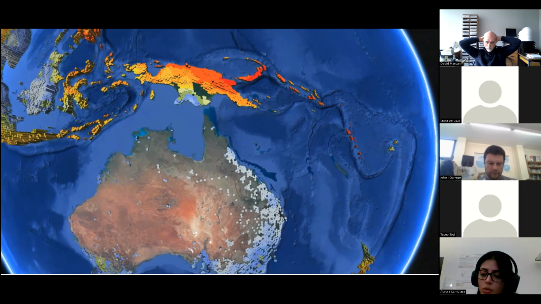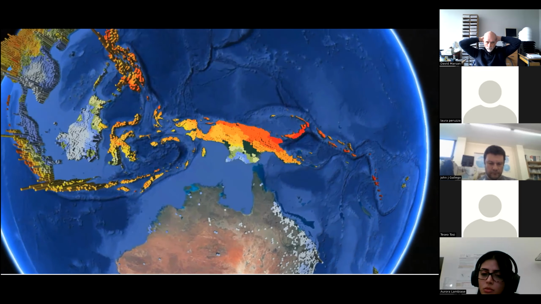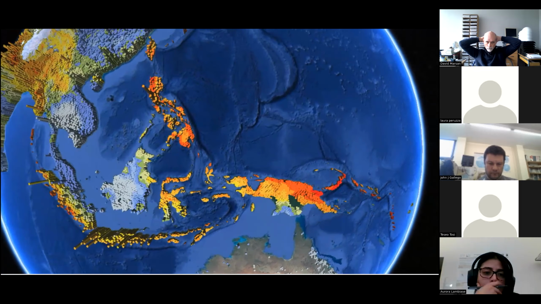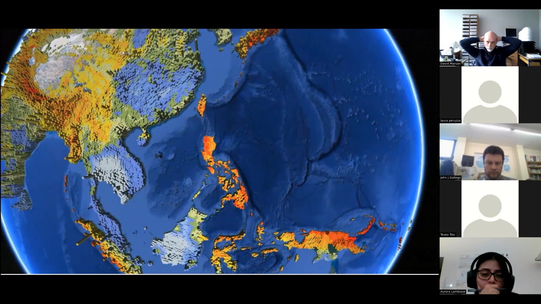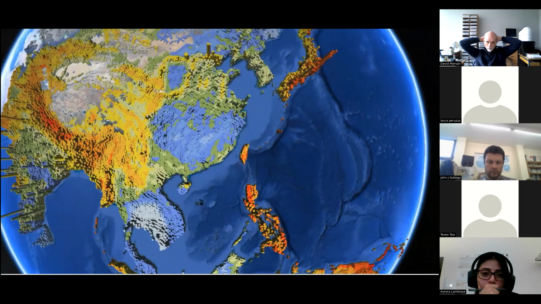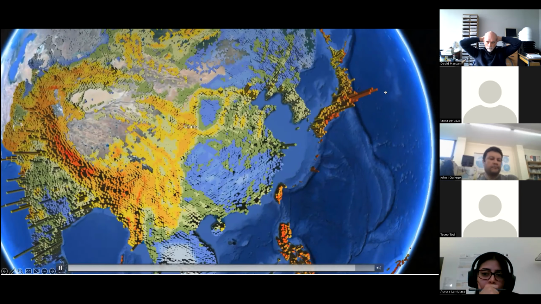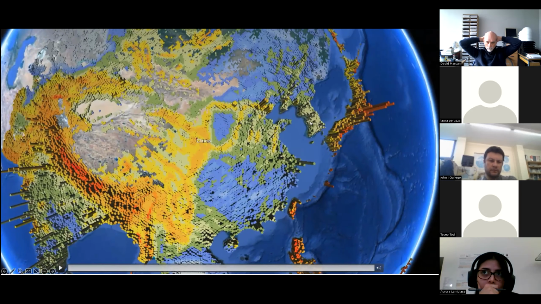We can see over there New Zealand, very high seismic hazard, Papua New Guinea, some of the Pacific Islands, the Philippines, of course, Japan over there. Look, this is massive exposure here in Japan. This is the Tokyo area. Then we have here the Himalayan belt, that goes all the way to Iran, to Pakistan, very high seismic hazard.